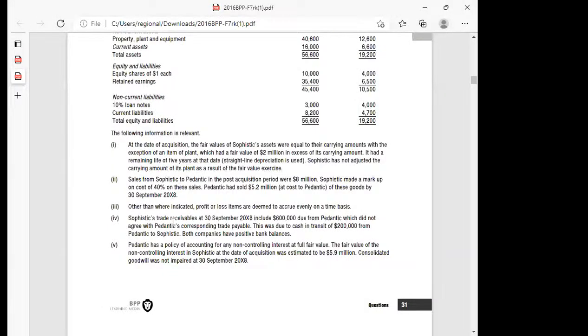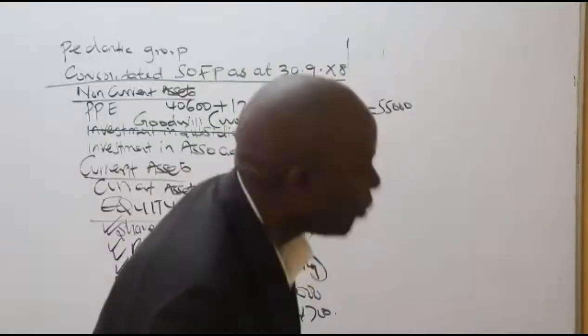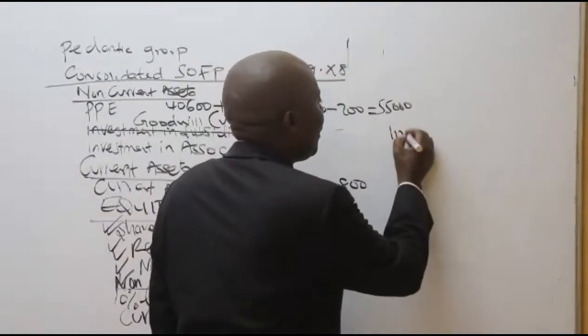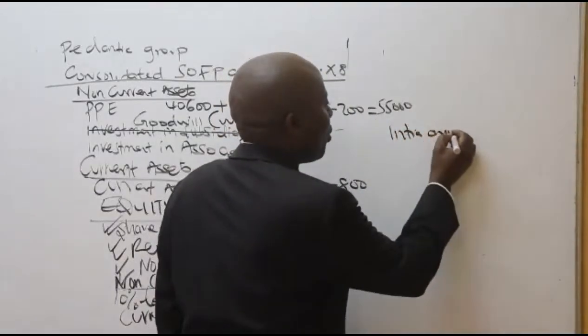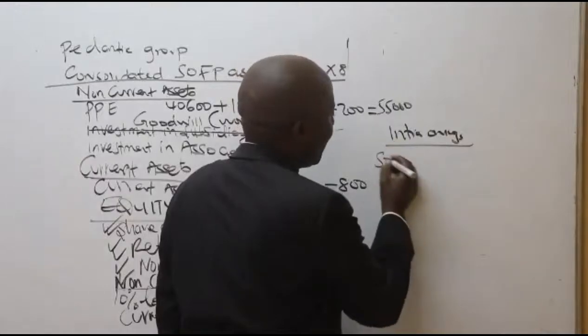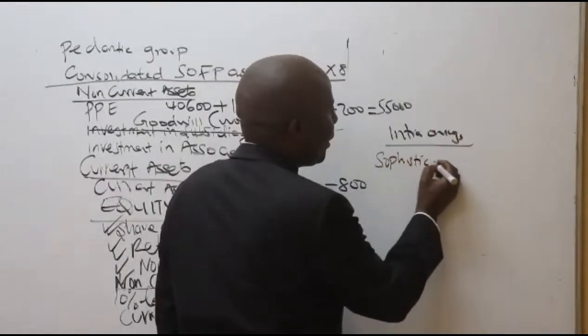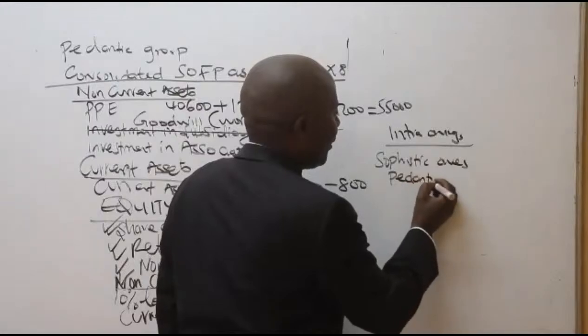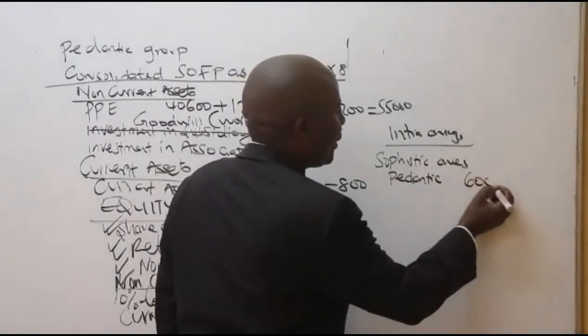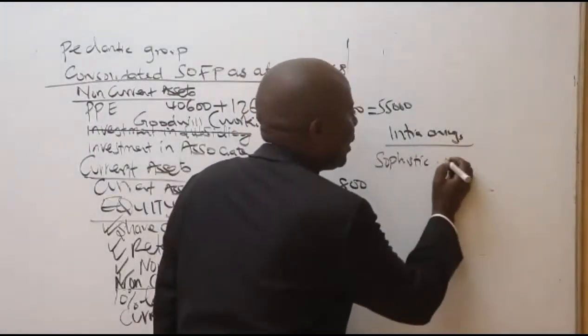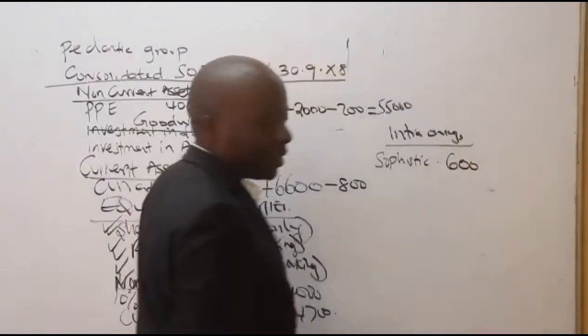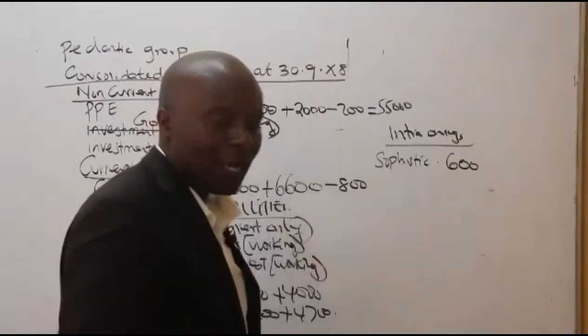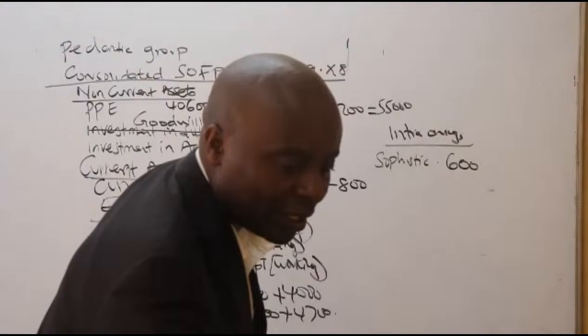So, trade receivables, intra-owings. We have here Sophistic owes Pedantic 600,000. Just mention there Sophistic, 600; you have to chop the three zeros. And then Pedantic, on the other hand, has an internal owing.